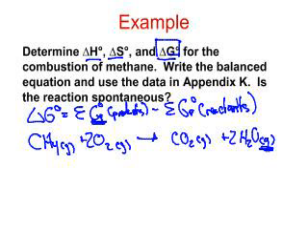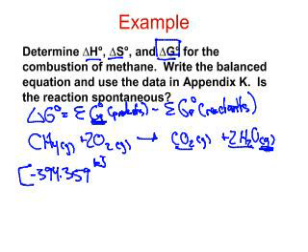Let's calculate delta G. For the products, we have carbon dioxide and water. If we look at the free energy of formation of these things, for carbon dioxide it is negative 394.359 kilojoules per mole.